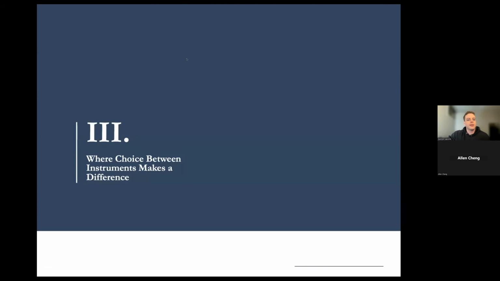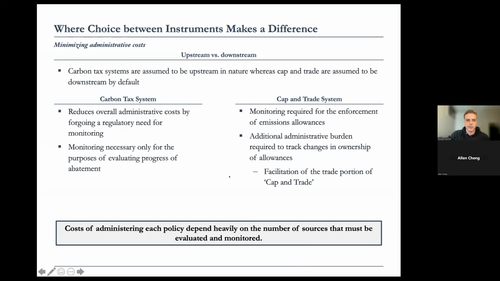Thanks very much, Alan. The third section of the paper presents a discussion of the factors upon which carbon tax and cap and trade systems differ. And this is an important discussion to have because it guides the implementation of both systems, as well as highlights key areas in which cap and trade might be more advantageous over carbon taxes, as well as vice versa. And so the first point of difference that the author looks at between the two systems is the idea of administrative costs.